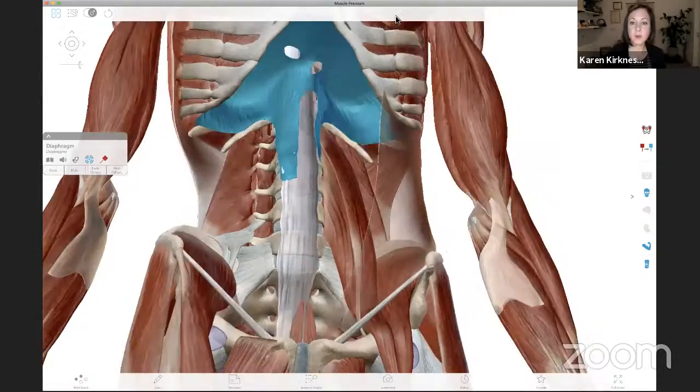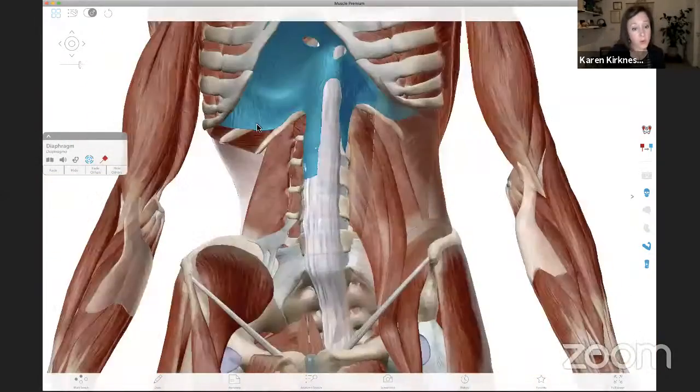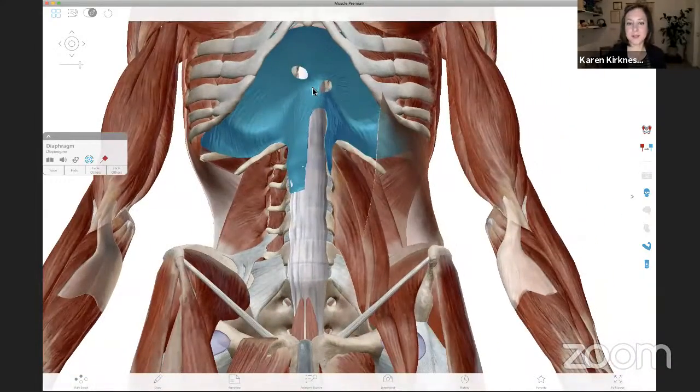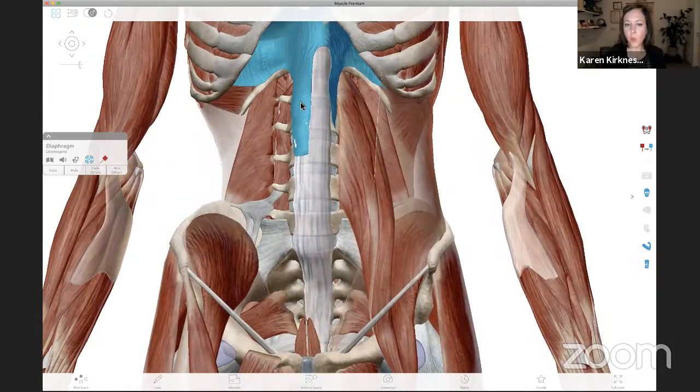Gabby, did we get to your question? Did that answer your question about where the diaphragm, that it is continuous all the way around the deep surface of the, okay, good. So it's all the way around. And then your other question about why are the right and left legs of the diaphragm different lengths? So this might be one of the last questions that we have time for today.